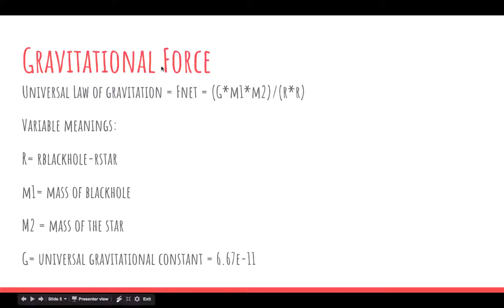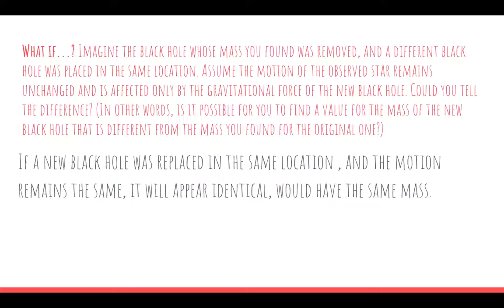The gravitational force law says that the net force equals G times mass 1 times mass 2 divided by r squared. For this lab, r is the black hole's position minus the star's position. Mass 1 is the mass of the black hole, mass 2 is the mass of the star, and G is the universal gravitational constant, 6.67e-11. Now I'm going to show you the code.